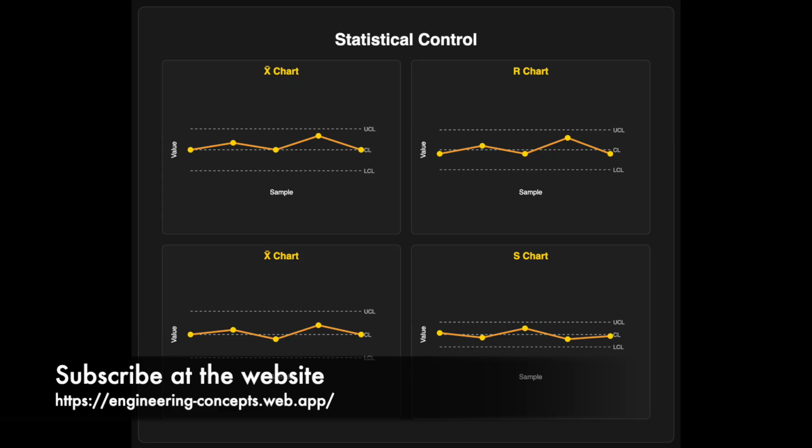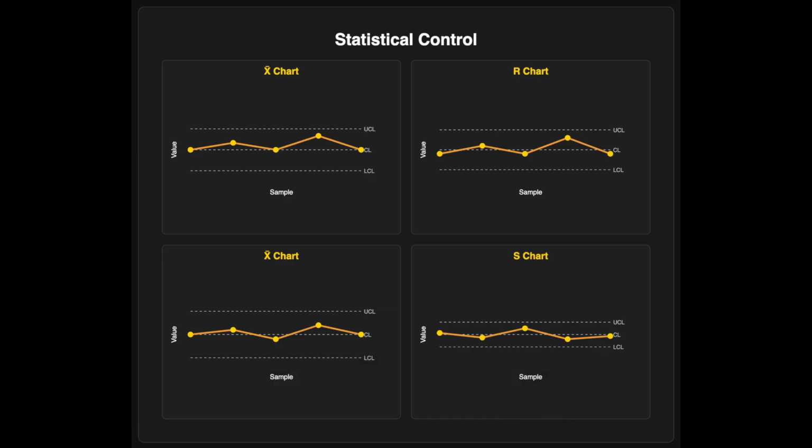Statistical Process Control, or SPC, is a methodology used to monitor and manage manufacturing processes by analyzing data variation. It is used to ensure processes remain stable and capable of producing consistent quality. The benefits include early detection of process shifts, reduced waste, and improved reliability.